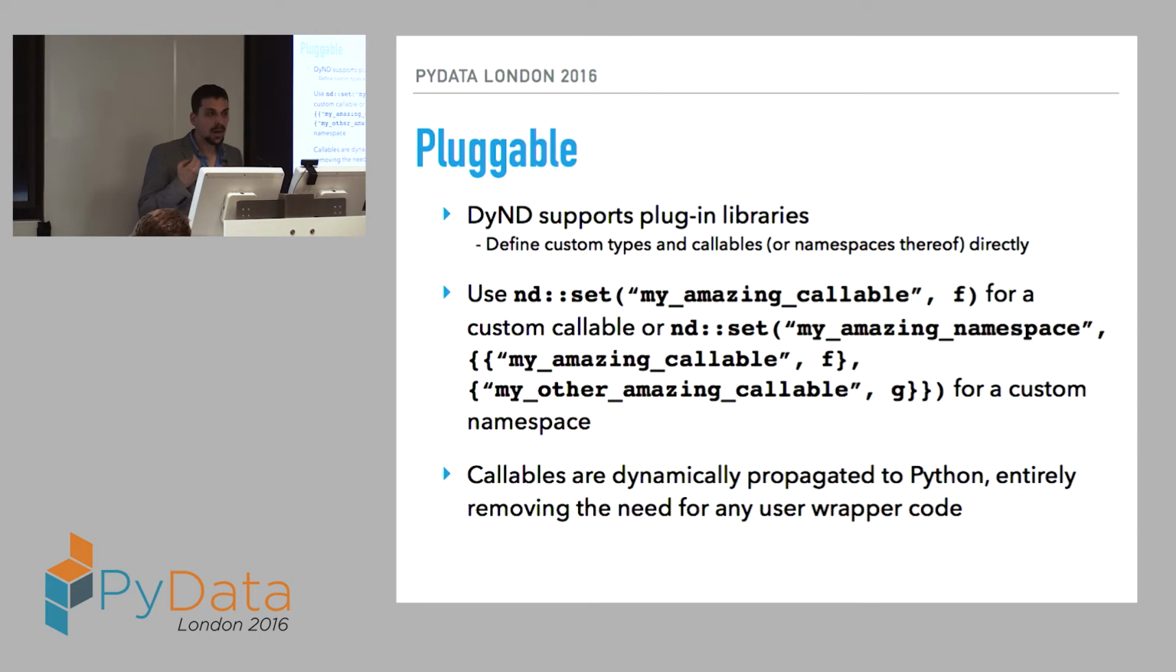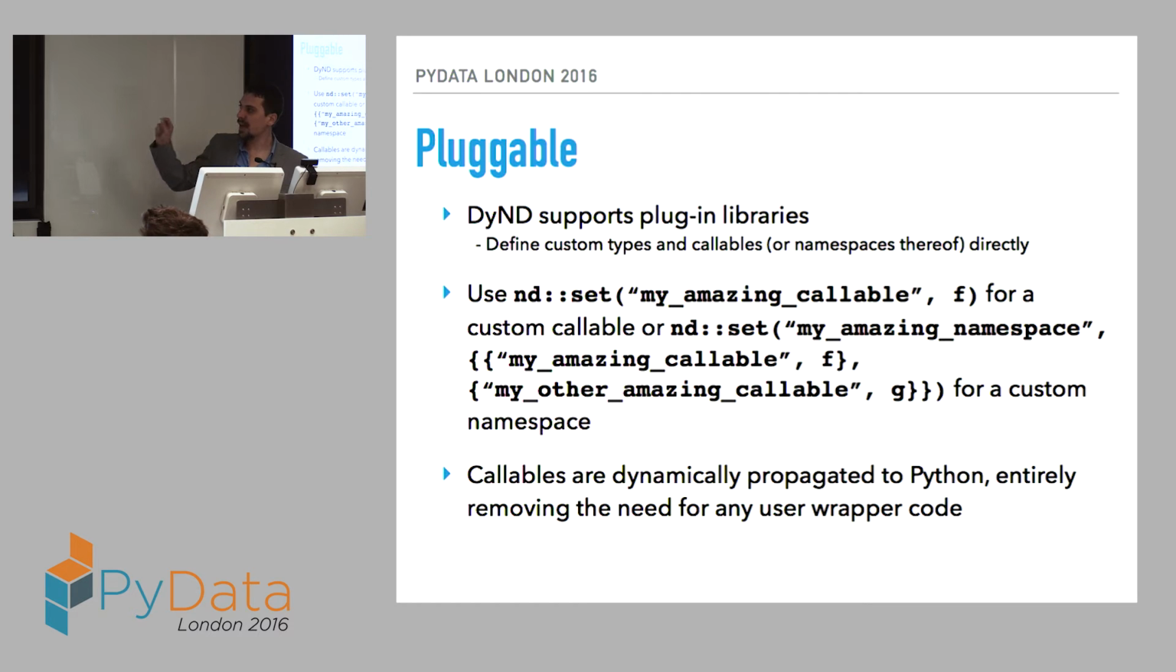So today you can write a DyND plugin and define your custom array operations. You can use particular functions in DyND, for instance, ndset. You'd write your callable, here it's f, and do ndset with the name and the callable. Or you could do a namespace of callables, so you could give a list of callables and names.